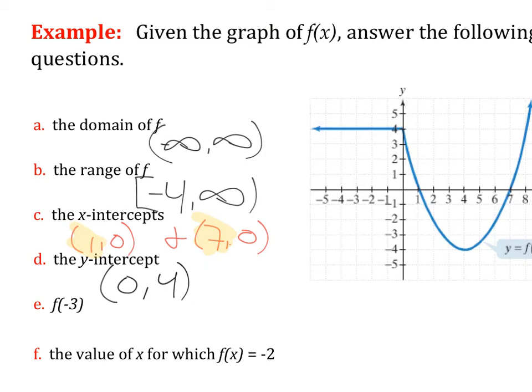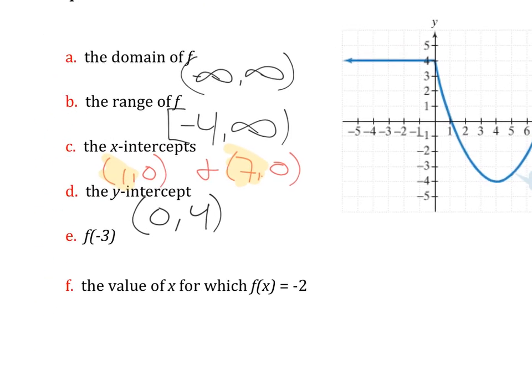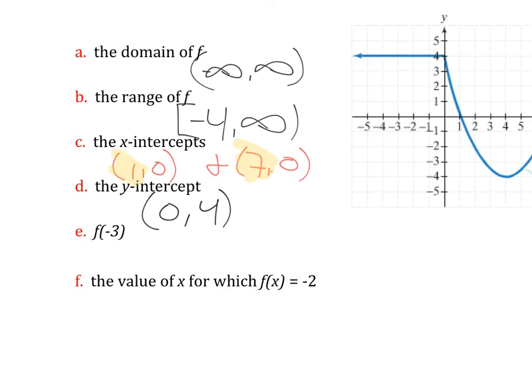Then it's going to say, what is f of negative 3? All right, so f of negative 3, that says my x value is negative 3. What's the y value? So negative 3, comma, what's happening here? Well, if x is negative 3, the y value paired up with that is going to be 4. So f of negative 3 is going to equal 4.